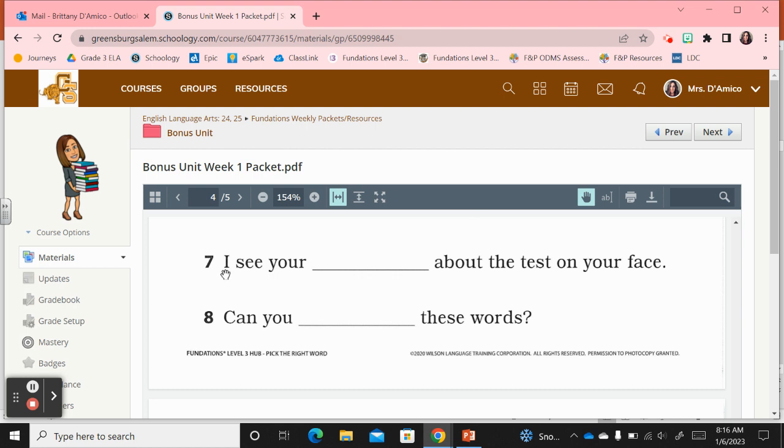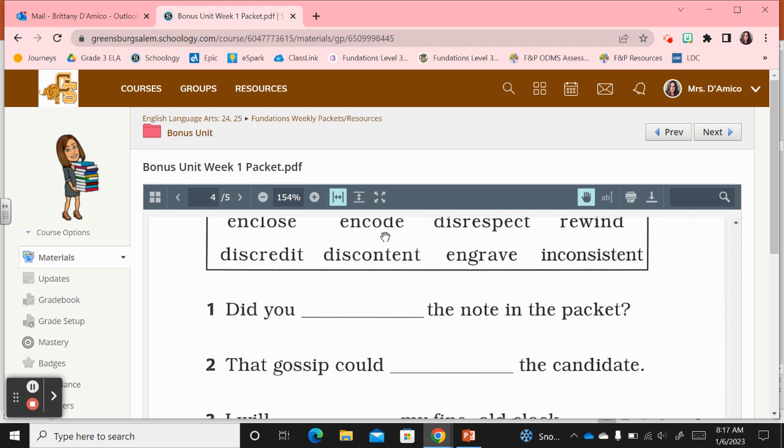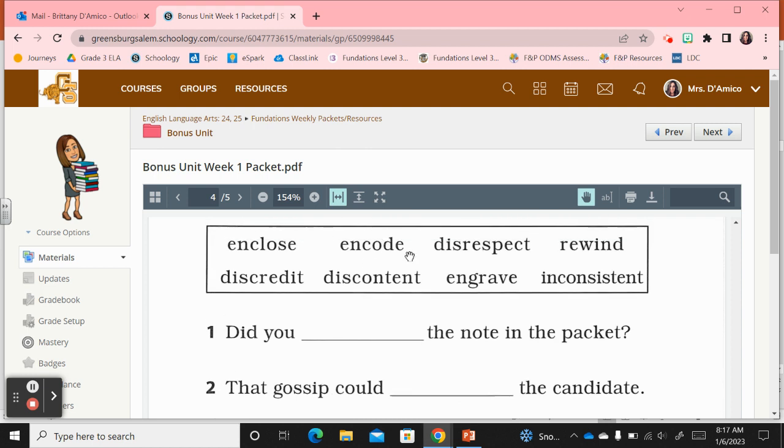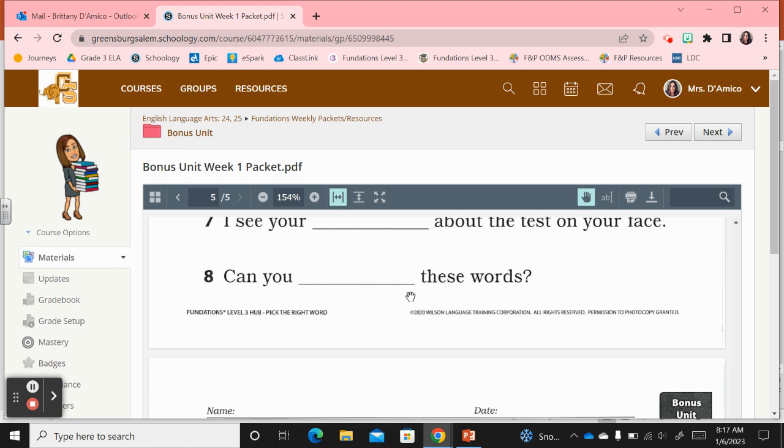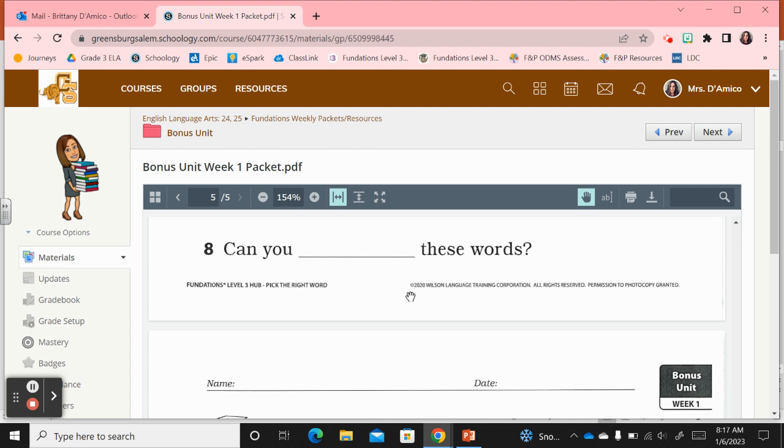All right, let's see if we could scoop that one. I see your discontent about the test on your face. That's good. And number 8, it says, can you blank these words? The only other word we have left is the word encode up here. And that actually works. Encode can go down here. Can you encode these words? And encode is a fancy way to say that you can write them. Like if I say them, can you encode what I'm saying? Can you encode these words? You can write them down.